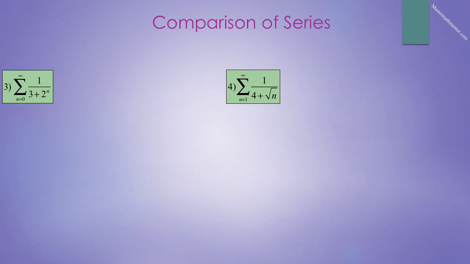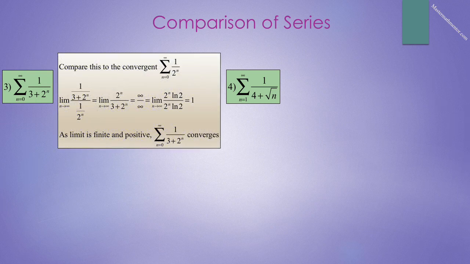Let us now look at the two problems we previously did with the direct comparison test and show how the results are much easier with the limit comparison test. For number 3, summation n equals 0 to infinity of 1 over 3 plus 2 to the n. We will compare this, as we did with the direct comparison test, to the convergent summation n equals 0 to infinity of 1 over 2 to the n. This is a geometric series.